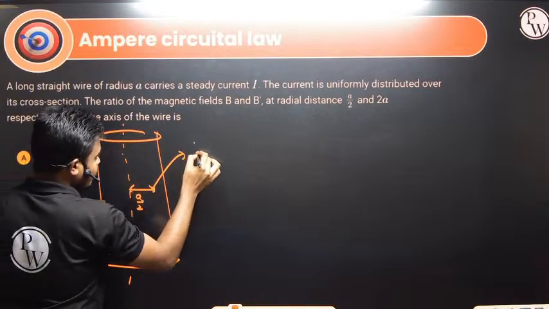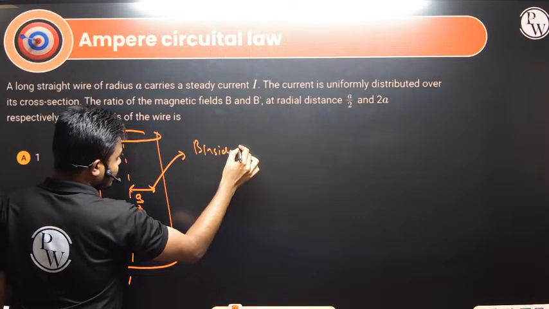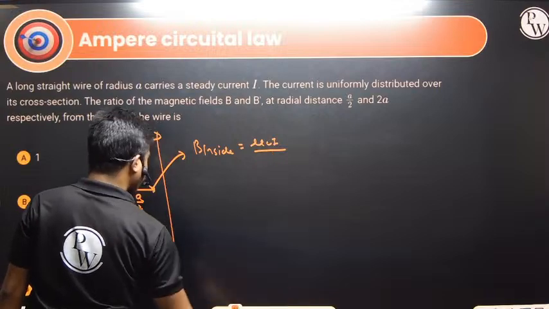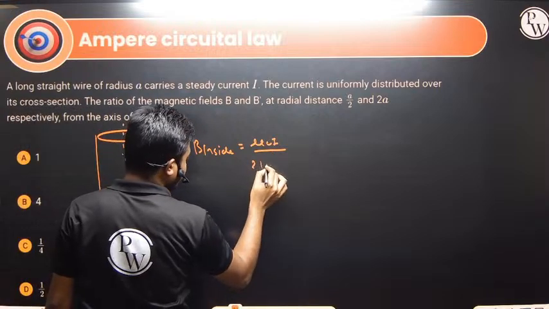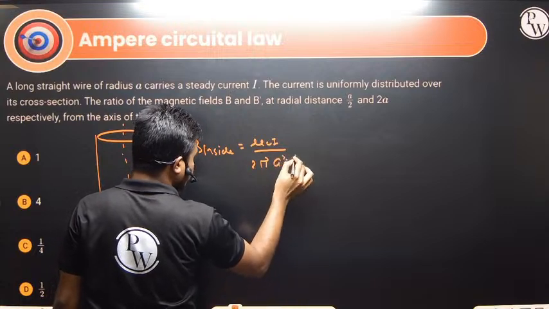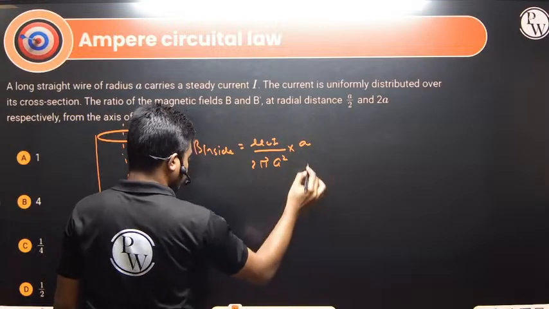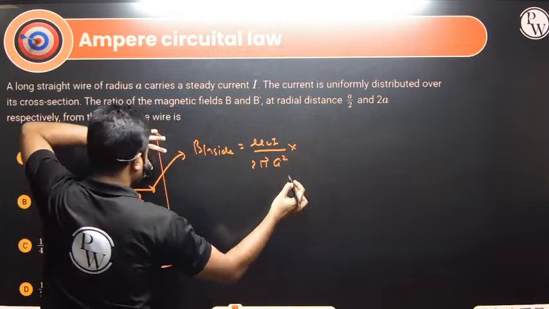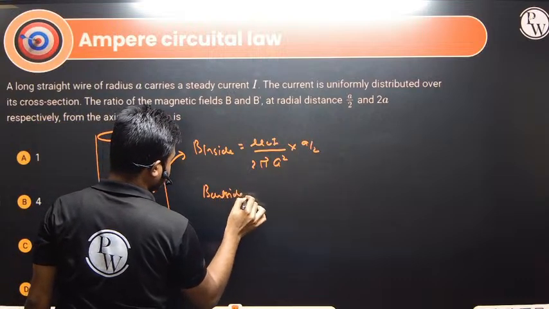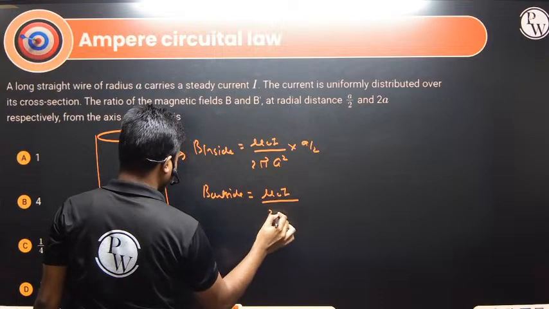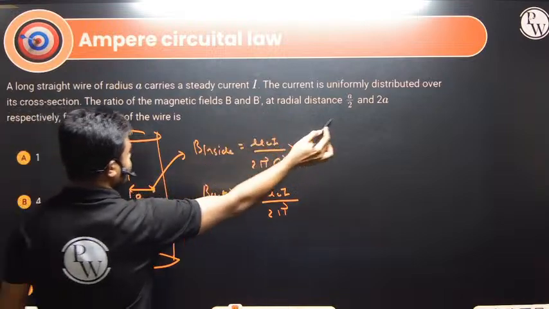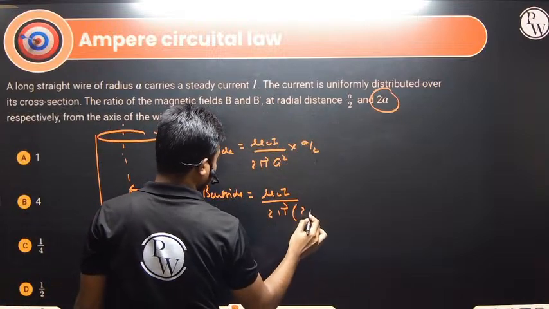So what is the magnetic field inside formula? The magnetic field inside is given by mu naught I divided by 2 pi a square, multiplied by r. So what is r here? The distance is a by 2. And what is the magnetic field outside? That will be mu naught I divided by 2 pi times the distance. What is the outside distance? This is 2a.